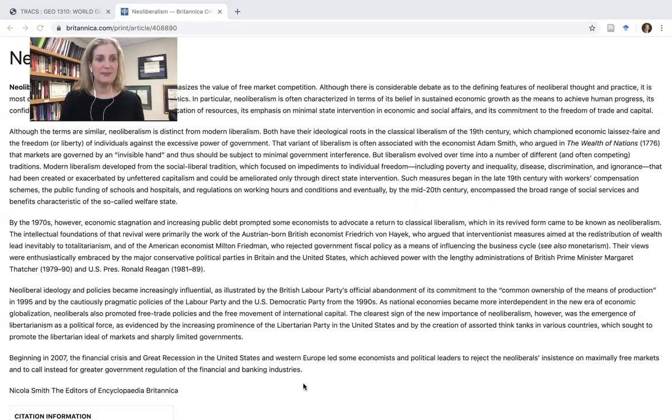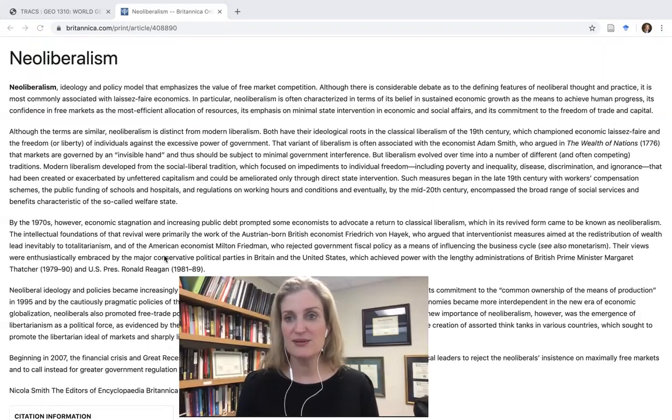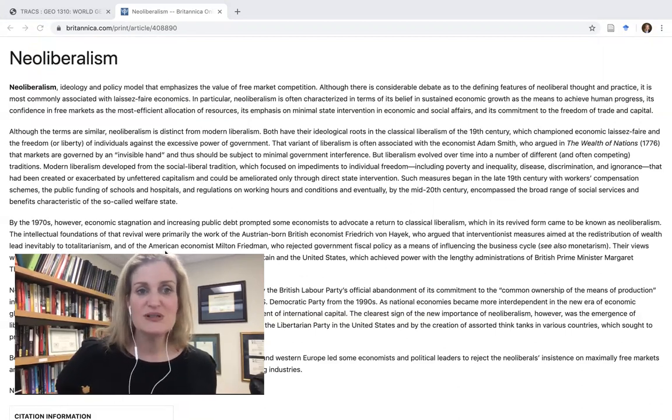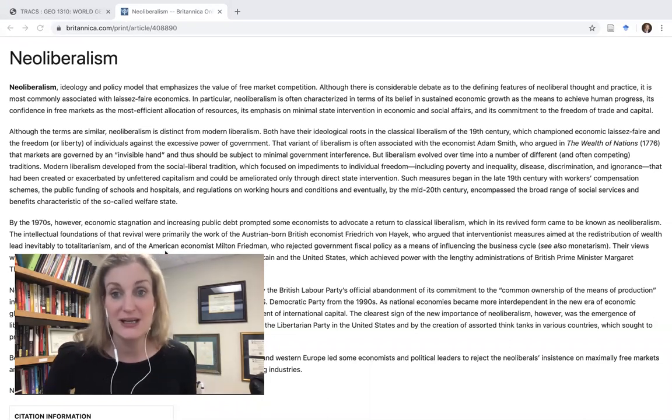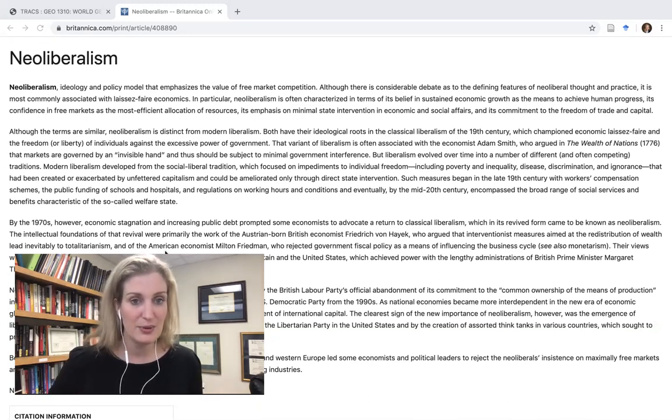Okay, so neoliberalism is an ideology and policy model that emphasizes the value of free market competition. There's a lot of debate, but it is most commonly associated with laissez-faire economics. In particular, neoliberalism is often characterized in terms of its belief in sustained economic growth as a means to achieve human progress, its confidence in markets as the most efficient allocation of resources, its emphasis on minimal state intervention in economic and social affairs, and its commitment to the freedom of trade and capital.